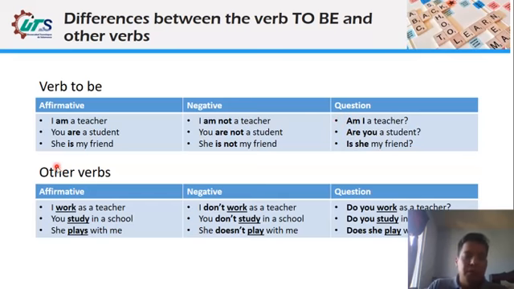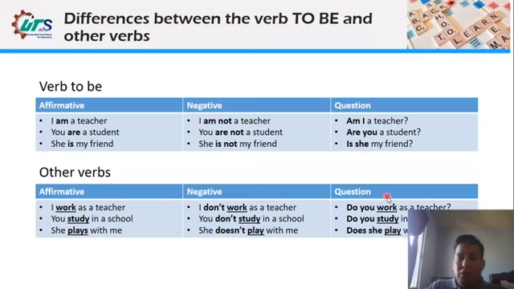What happens with other verbs in the present simple? Affirmative mode. I work as a teacher. You study in a school. She plays with me. In this case, if you remember, we add the s at the end of the verb play. She plays with me. In negative form, we use don't or doesn't. I don't work as a teacher. You don't study in a school. And she doesn't play with me. We use doesn't because it's the third person singular.